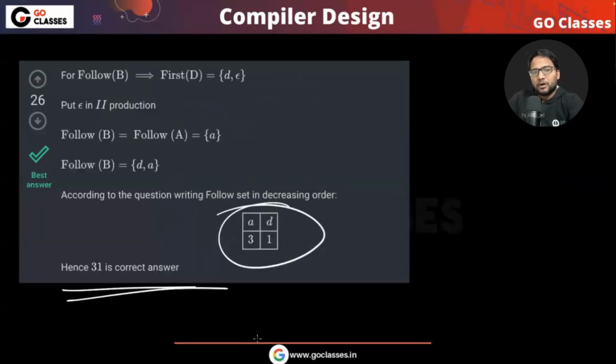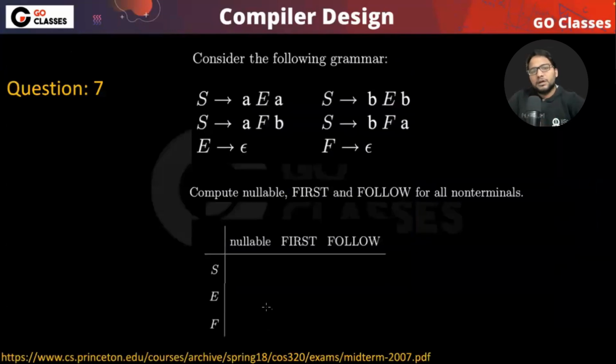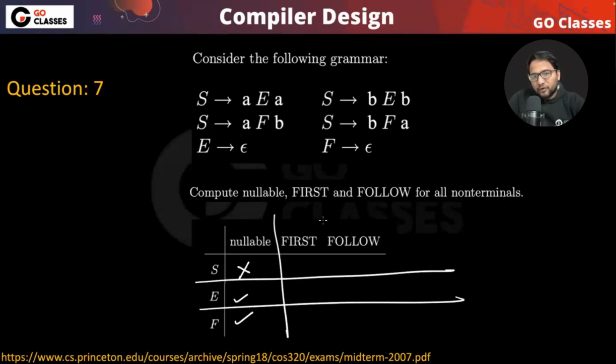Now, let's see more questions. Consider the following grammar. This question I have taken from Princeton University. Let's see what they are saying. Compute nullable, first and follow for all non-terminals. Is S nullable? First tell me. See, E and F are nullable. Is S nullable? No, right? S is not nullable. Now tell me the first and follow of these entries.